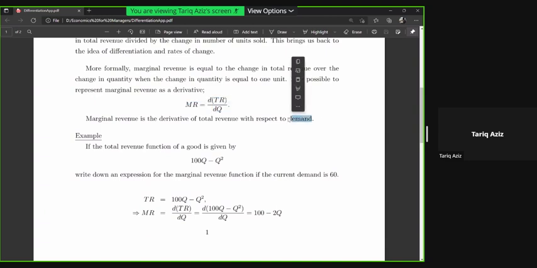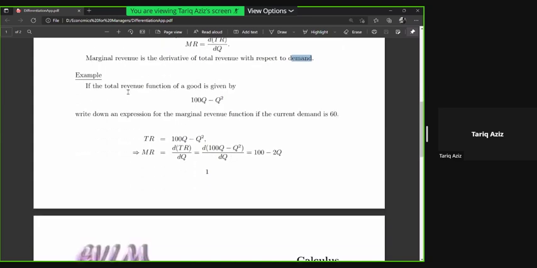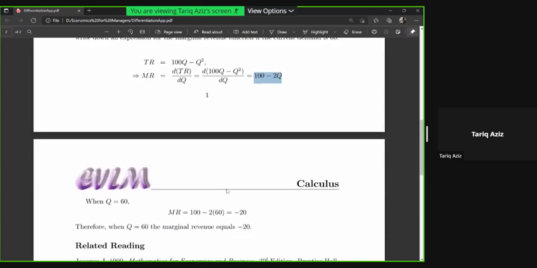Demand means Q. So if we have to differentiate with respect to Q, Q is the demand. For example, if the total revenue function of a good is given by 100q minus q square, and we differentiate this with respect to q, then it will become 100 minus 2q. So marginal revenue will be 100 minus 2q.